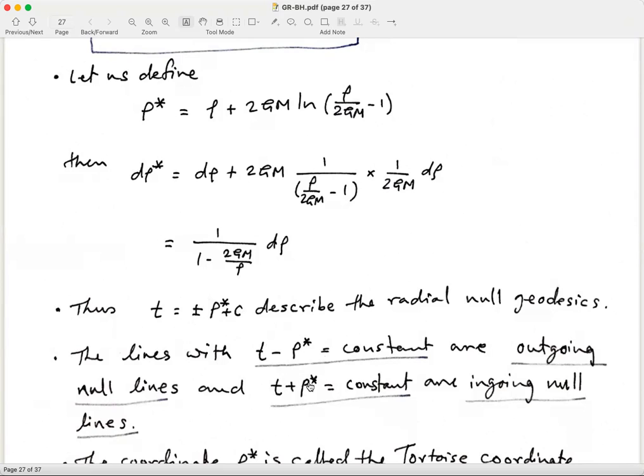On the other hand, if t plus rho star is constant, then it's an ingoing null geodesic, because as t goes up, rho star has to go down, so that t plus rho star is constant.